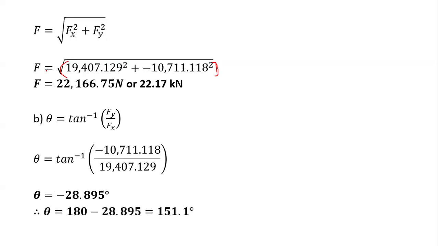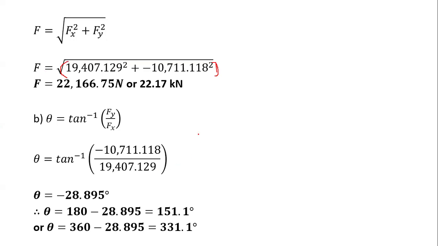Let's get the actual value. Tan is negative in the second and fourth quadrants. So first in the second quadrant is 180 minus 28.895. It gives us 151.1 degrees. In the fourth quadrant is 360 minus 28.895, which is 331.1 degrees.